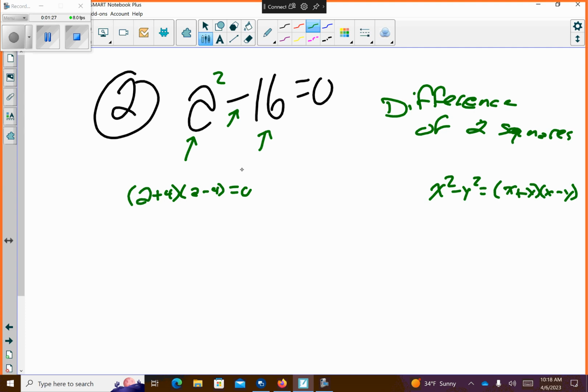All right. So that means that my answers are a plus 4 equals 0, so a equals negative 4. And a minus 4 is equal to 0, so a equals positive 4. There's my two answers. Okay? Of course, I showed more work. You might be able to get this done quicker. What other questions could I help you with?